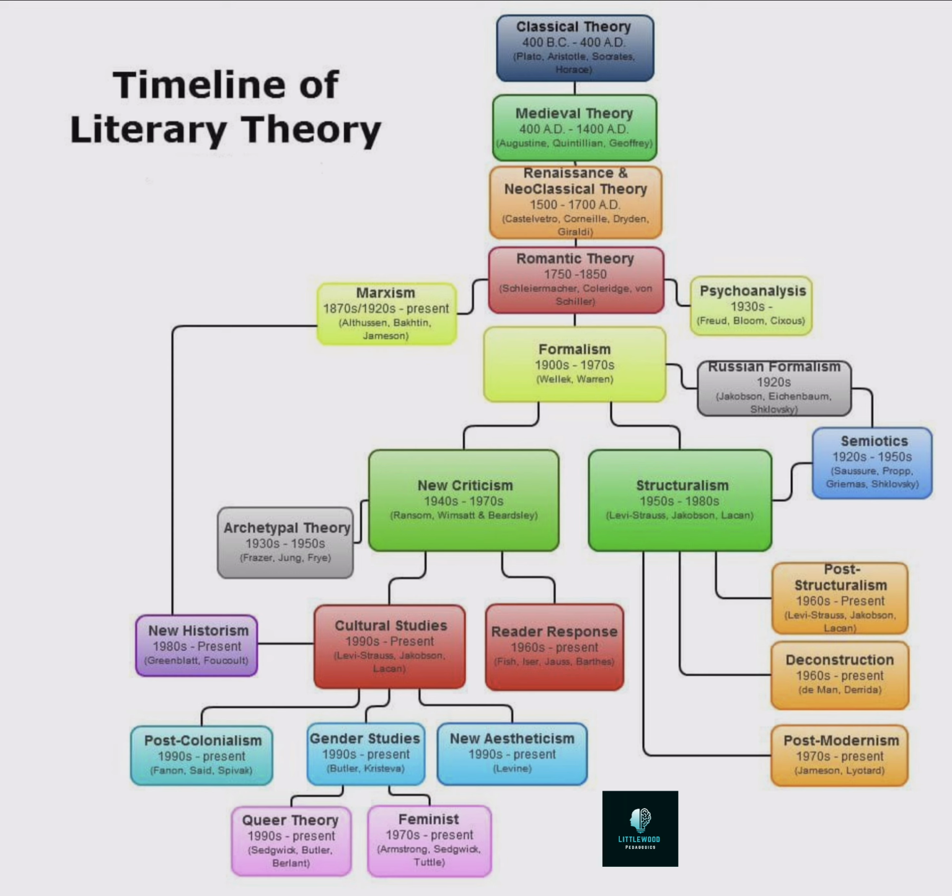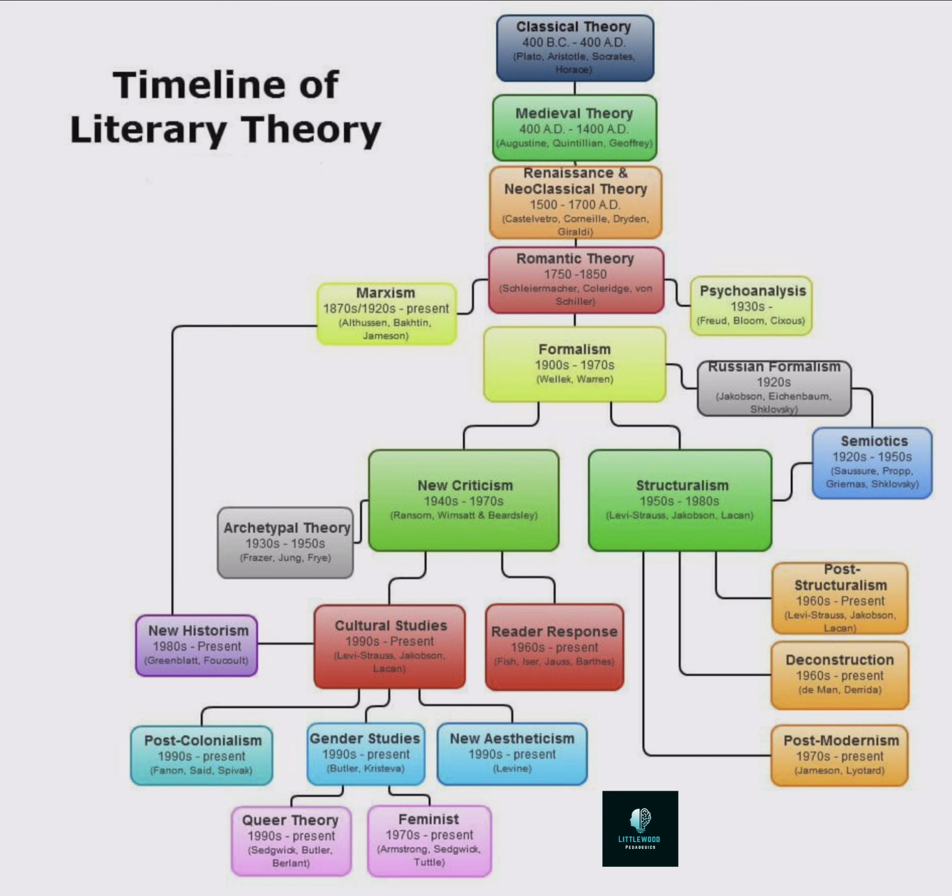In this particular period, neoclassicism, they are emphasizing order, reason, decorum, and the classical unities. Here, literature is considered as a reflection of universal human nature. Okay, then the next one, Romanticism.